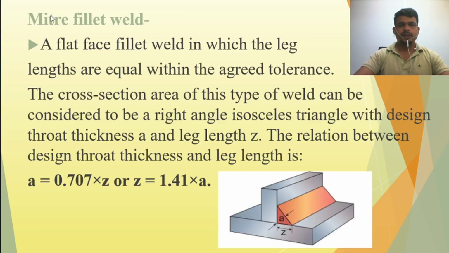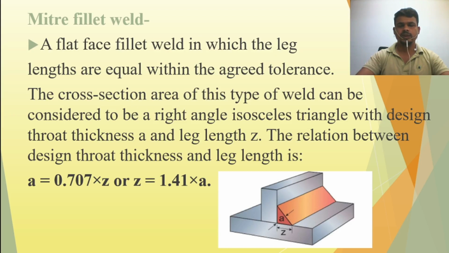So let's see what the weld size is for the mitre fillet weld. We use this formula only for the mitre. If it is concave or convex, I will explain how that looks. For a mitre fillet weld, a flat face fillet weld in which the leg lengths are equal within the agreed tolerance, the cross section area of this type of weld can be considered to be a right angle isosceles triangle with design throat thickness A and leg length Z.